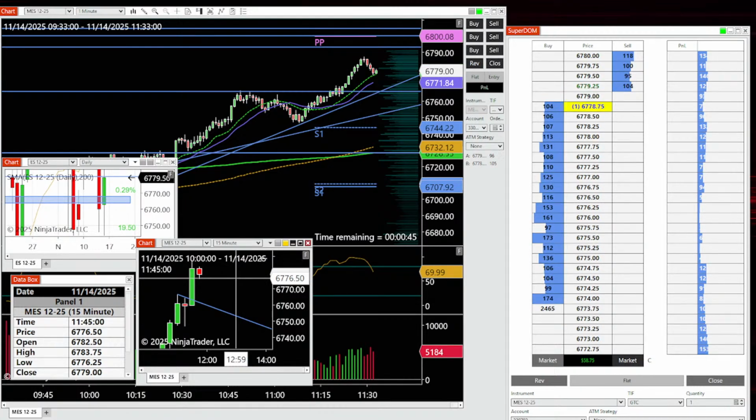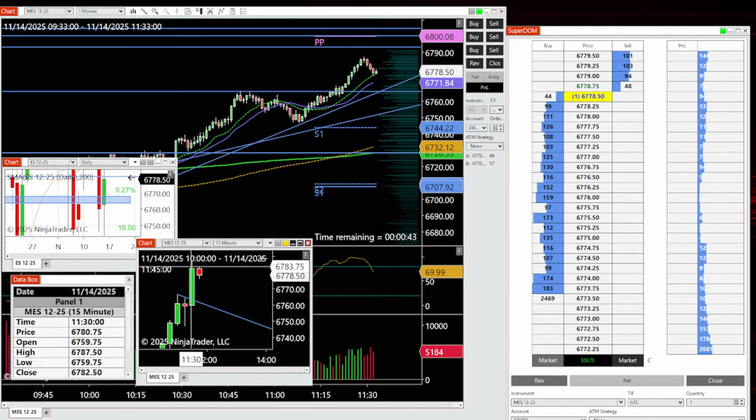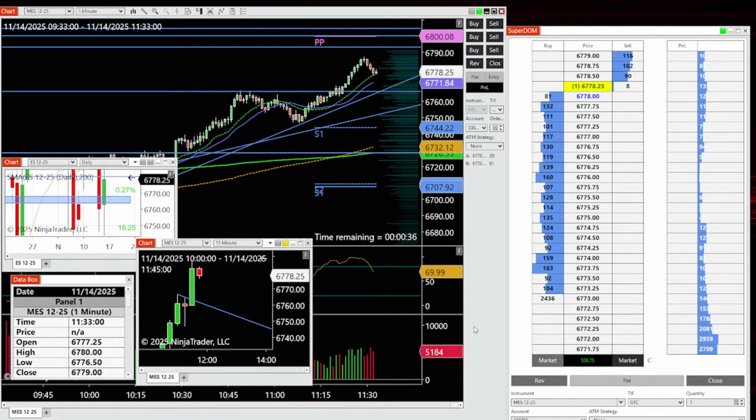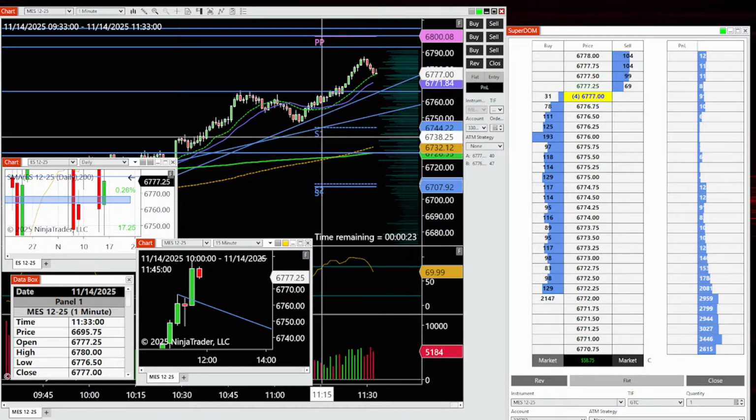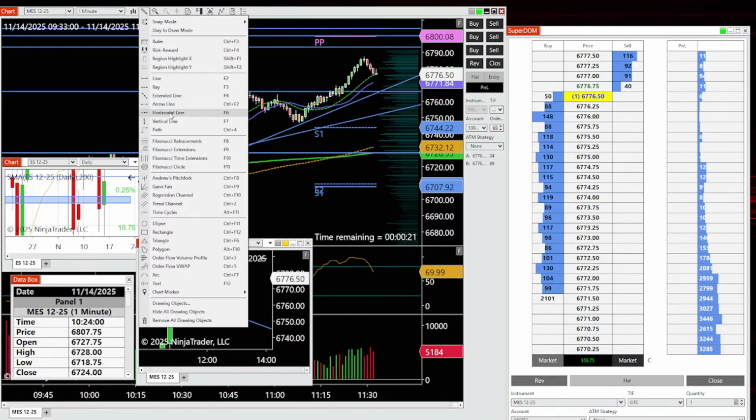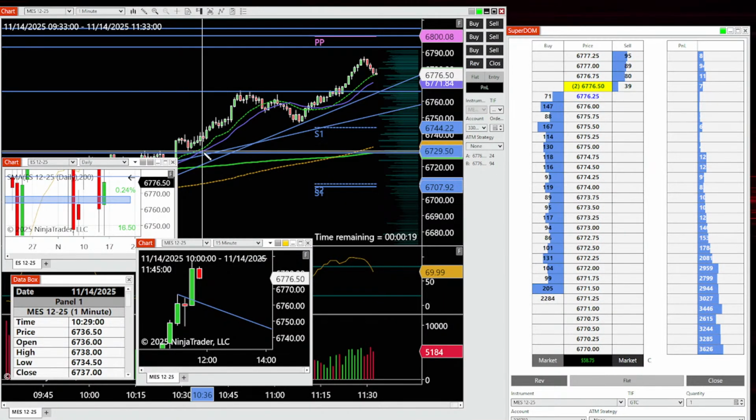Might try to test 6,800, but I'm done for the day. Gotta go. That last trade was a risky trade to wipe out all my gains for the day and put me in a loss. But I held on and it pulled back, so it gave me some breathing room.